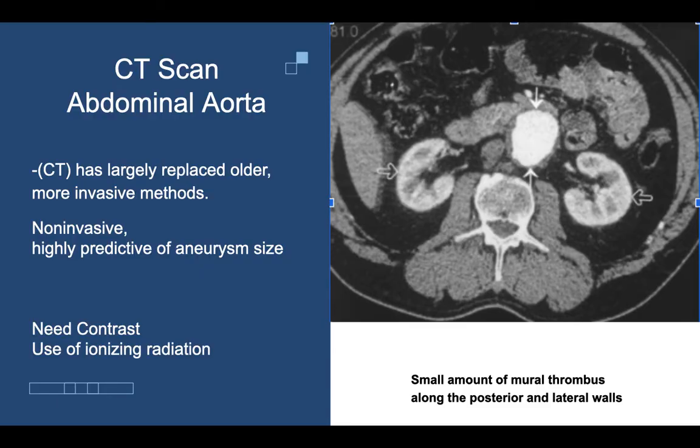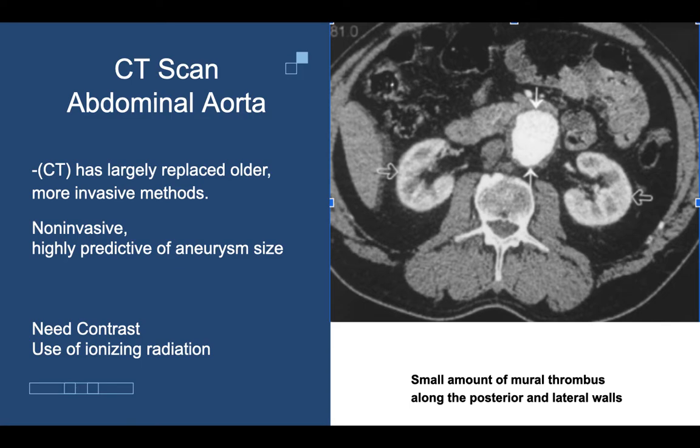Moving on to the CT scan of the abdominal aorta. This is great because it's non-invasive. It's highly predictive of aneurysm size, and it has largely replaced older, more invasive methods. However, some of the disadvantages of this CT scan is that you need contrast, and it uses ionizing radiation, so it does expose the patient to radiation.